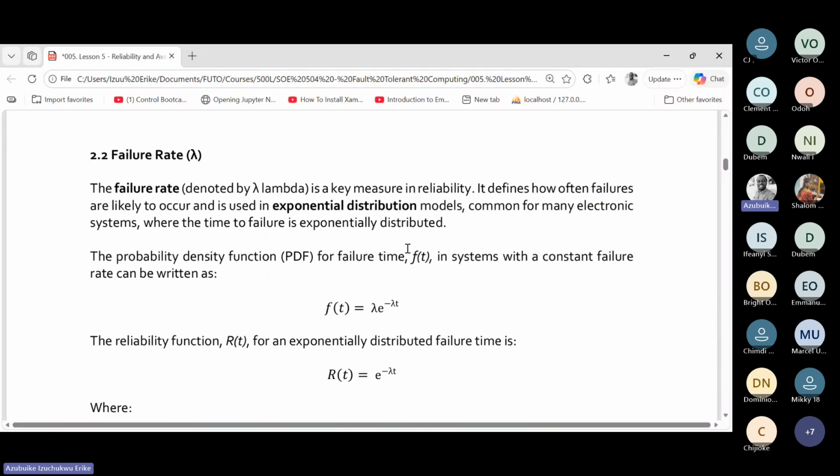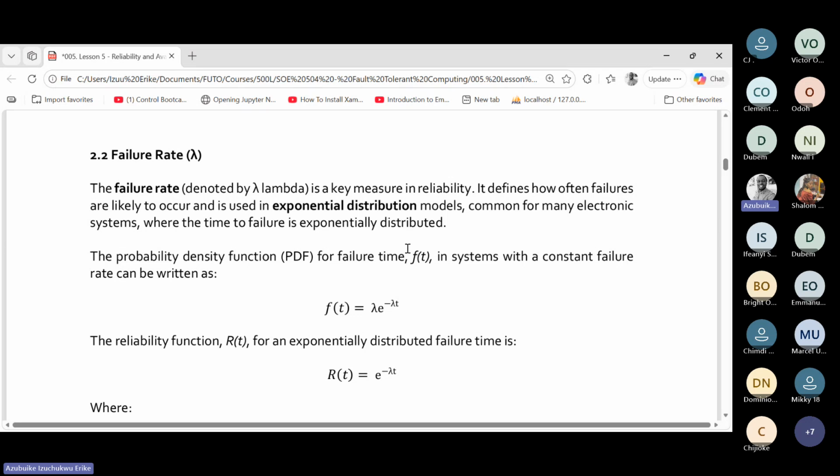Now, we need to talk about the failure rates. The failure rate is represented by lambda. Lambda is a key measure in talking about reliability. How often the system fails is a thing that we will not take for granted when we are dealing with how reliable a system is.